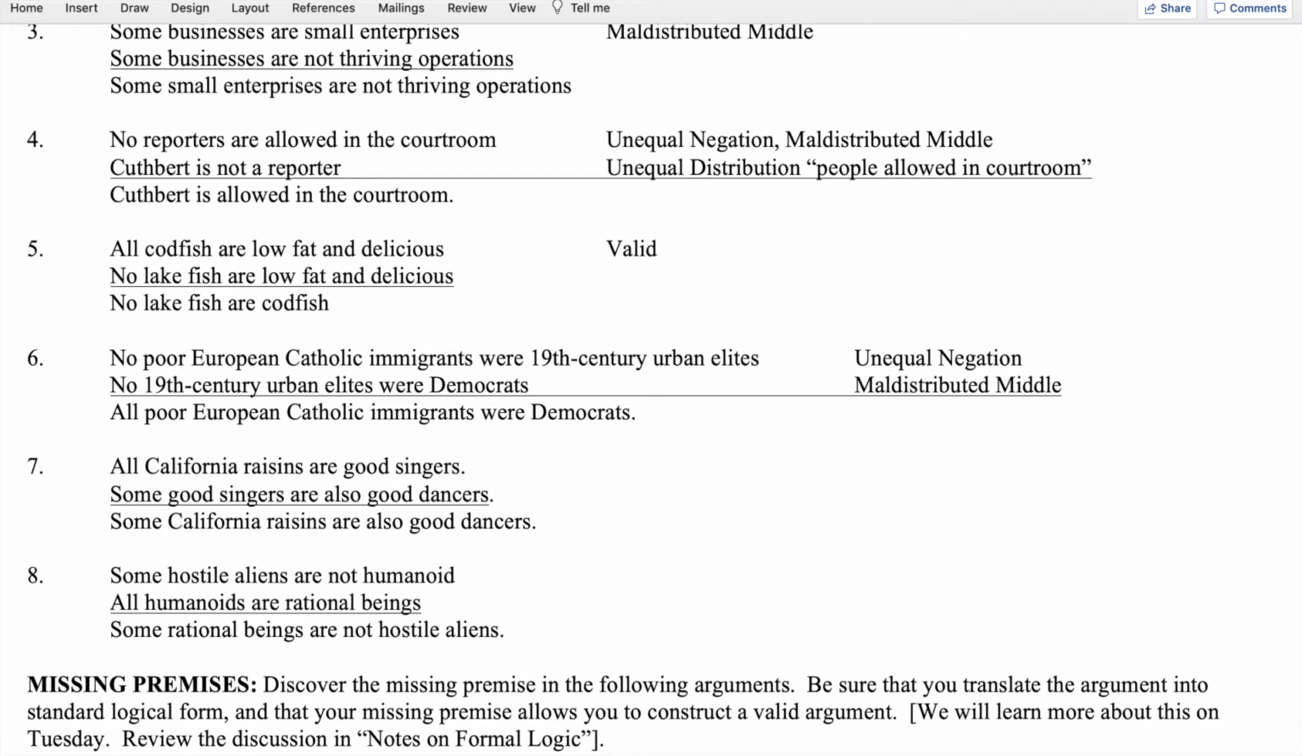Then we can look at the end terms in the conclusion. Poor European Catholic immigrants is distributed in the conclusion as the subject of a universal, and also distributed in the first premise as subject of a universal, and that's fine. But then we look at Democrats, which is not distributed in the conclusion because it's predicate of an affirmative, but it is distributed in the second premise because it's predicate of a negative. And so that's unequal distribution of the end term Democrats.